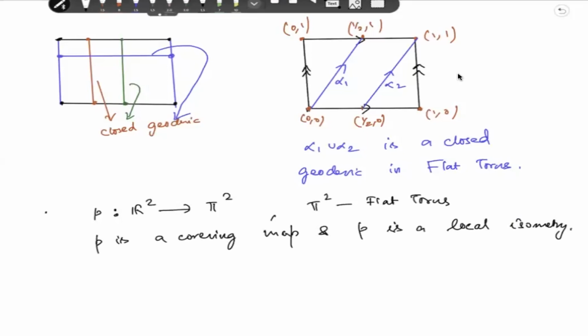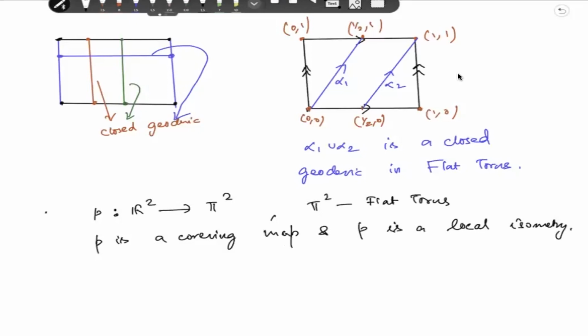Now if I take a straight line passing through the origin and it ends at some point (p, q), where p and q are again integer points, then if you project down that path to the flat torus, it will form a closed geodesic.